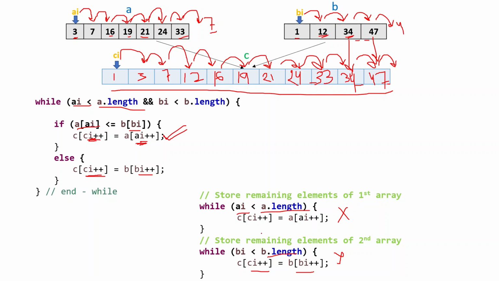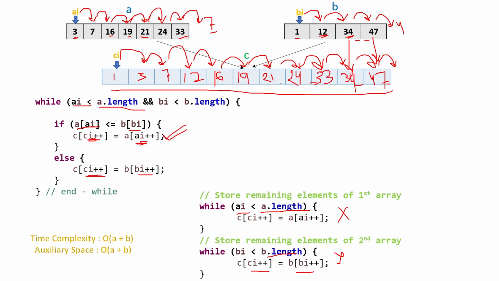If you see the time complexity and space complexity, both are big O of A plus B. Time complexity, why? Because we are iterating both A and B, so whatever the elements of A and elements of B, this is the time complexity. And space complexity is also A plus B, because we are creating a third array, which is A length plus B length. So this is the time complexity and space complexity.